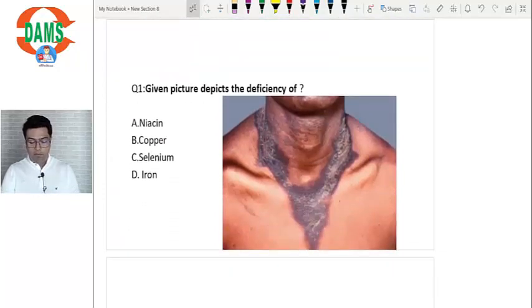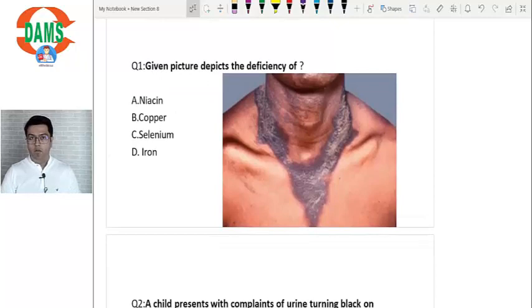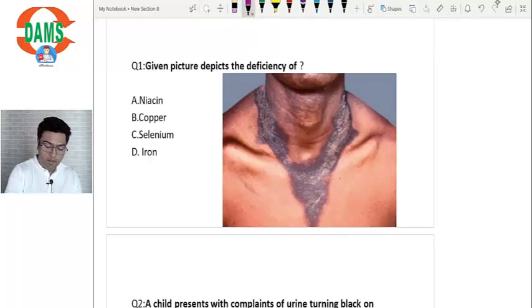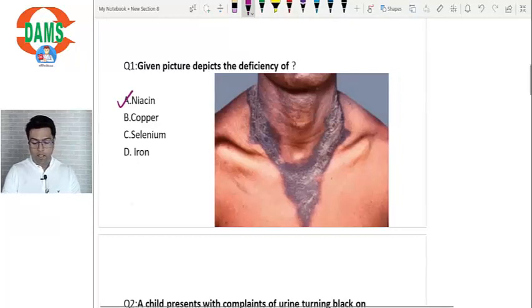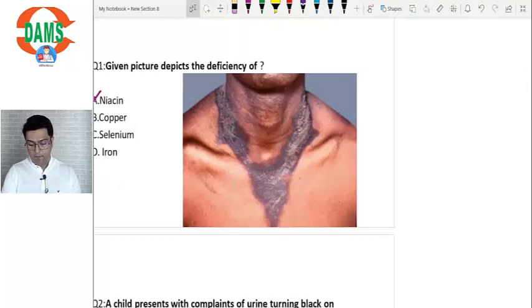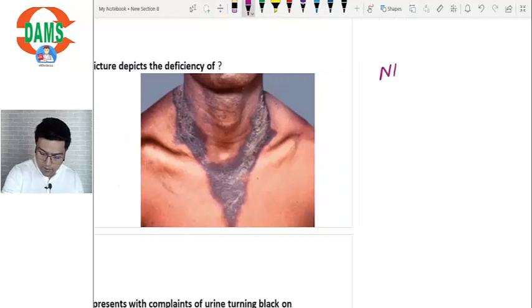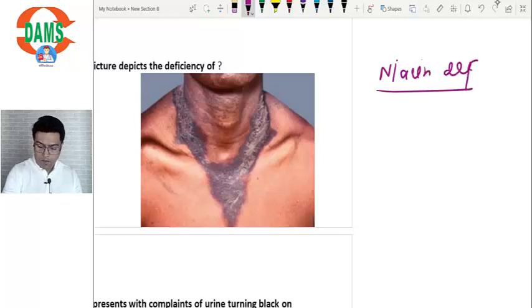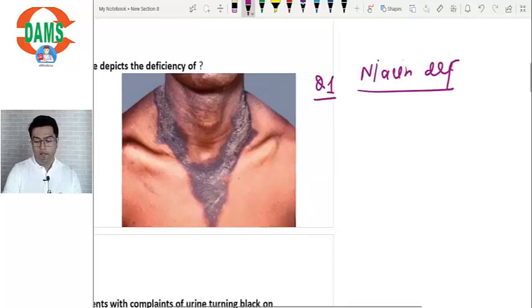The given picture depicts the deficiency of... This is a very common question, asked several times in various exams. This picture represents Casal's necklace, which is caused by the deficiency of niacin. So the answer for question number 1 is niacin. It presents with sunburn-like skin, caused by niacin deficiency.